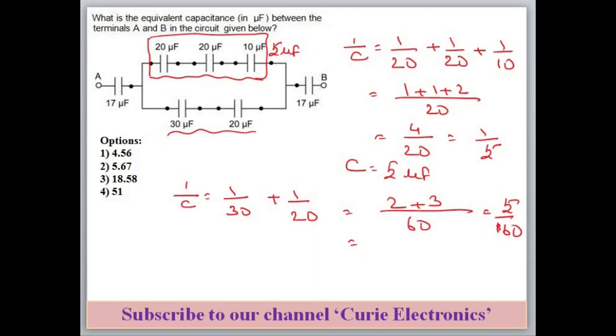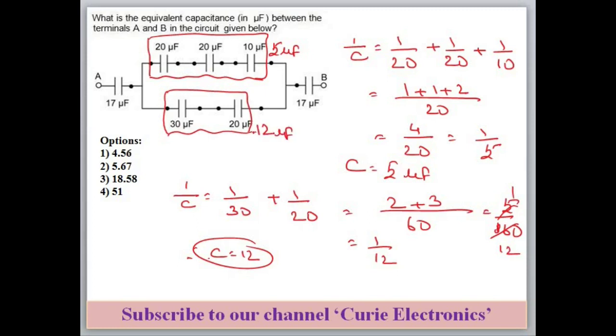5 by 60. 5 से 12 बार में लग जाएगा ये. So 1 by 12. Your C is 12. Now we can remove this and we can write 12 microfarad.